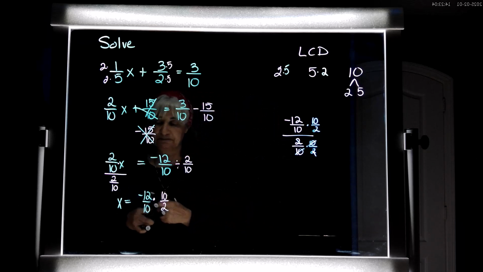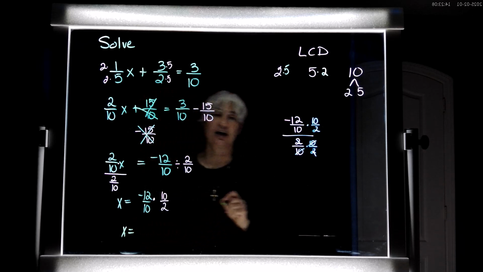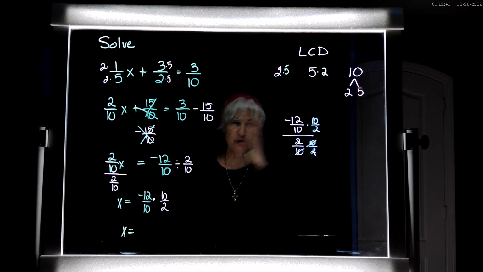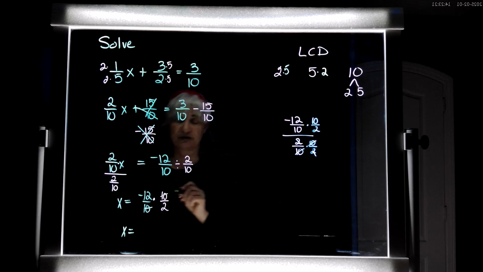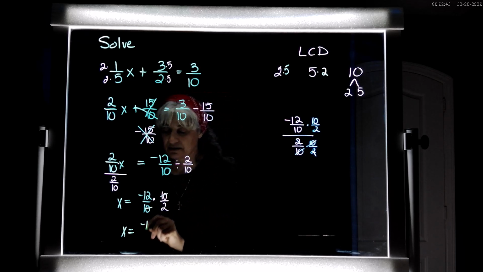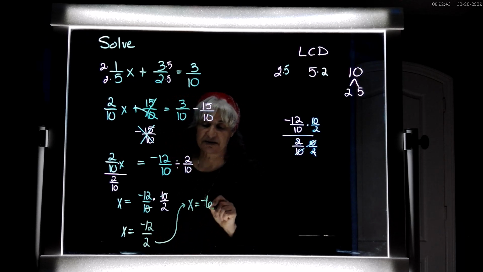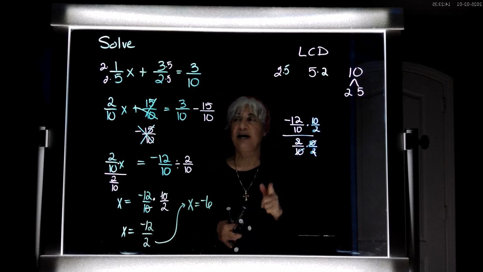So let's take a look. We have x equals. All right. So there's a couple different ways you can multiply fractions, right? Just multiply numerator to numerator, denominator to denominator, and then reduce. Or you can reduce first. Hey, I'm noticing the tens will cancel. I'm going to cancel the tens. I have negative 12 over 2, and I know that's going to reduce to negative 6. Wonderful. Good?